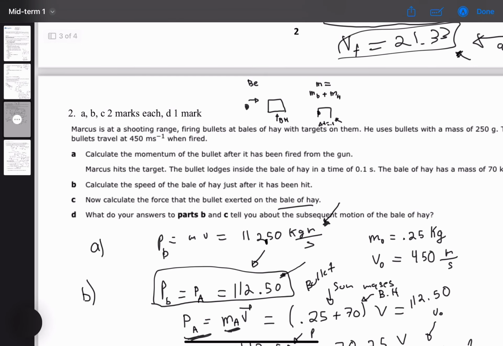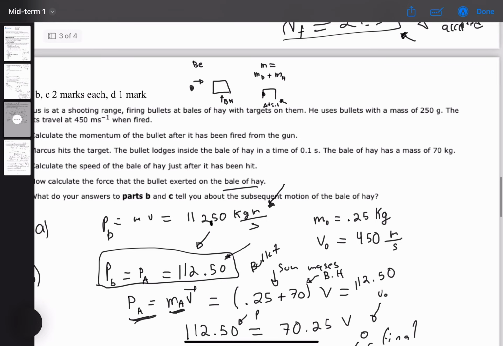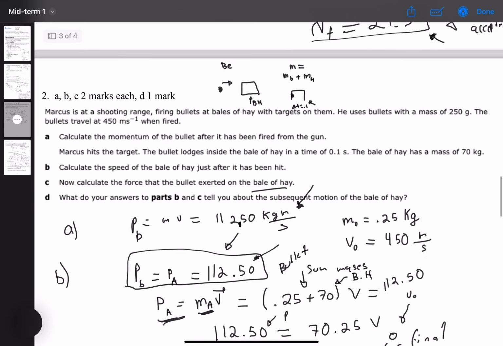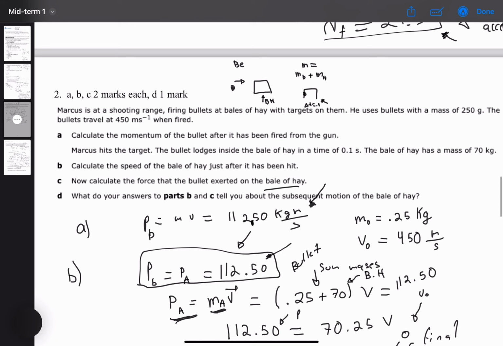Okay, so for section 2, problem 2, we have Marcus is at a shooting range firing bullets at bales of hay with targets on them. He uses bullets with a mass of 250 grams, and the bullets travel at 450 meters per second when fired. A. Calculate the momentum of a bullet after it has been fired from the gun.